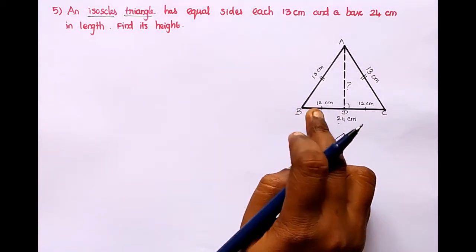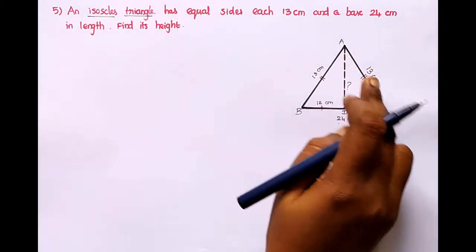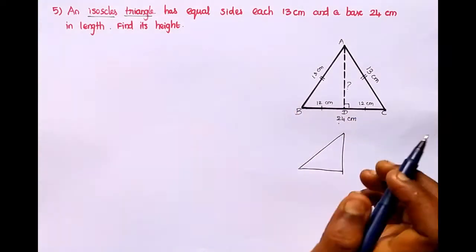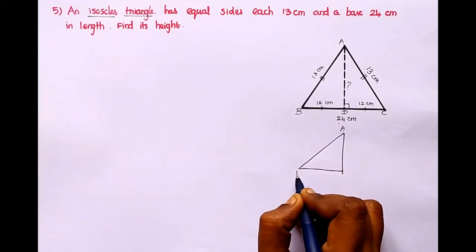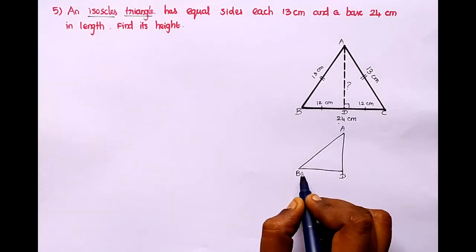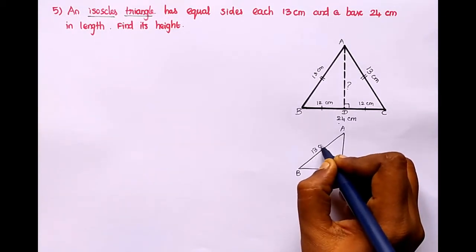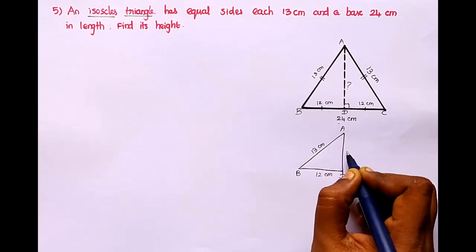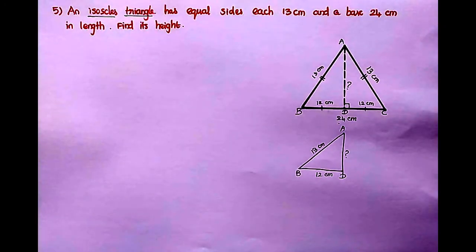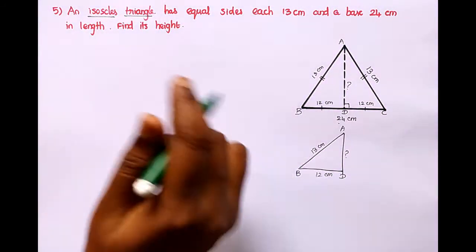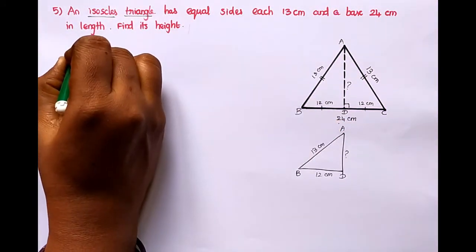There are two triangles, no? ABD and ACD. Sorry, ADC. So here we take ABD only now. BD equal to 12 centimeter and AB equal to 13 centimeter. Now we have to find out AD. How will you find out that? By which theorem? Pythagorean theorem. First write down.